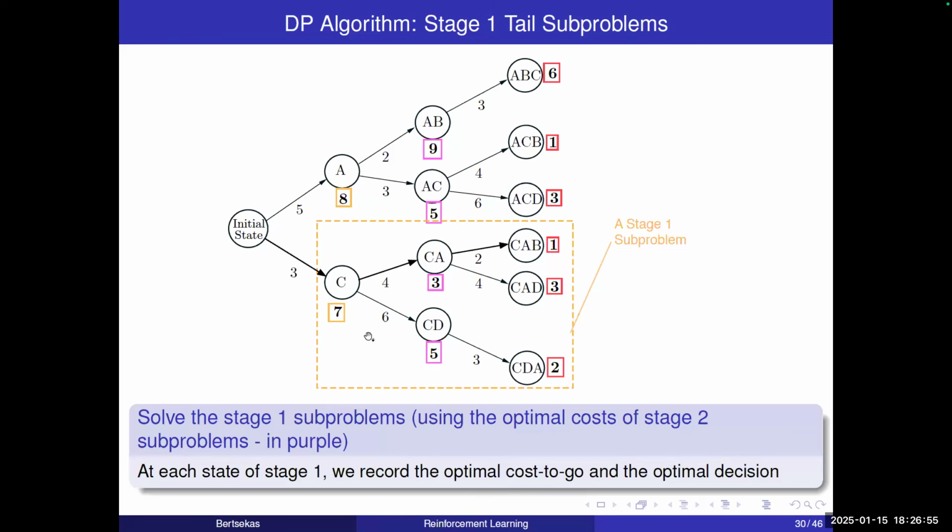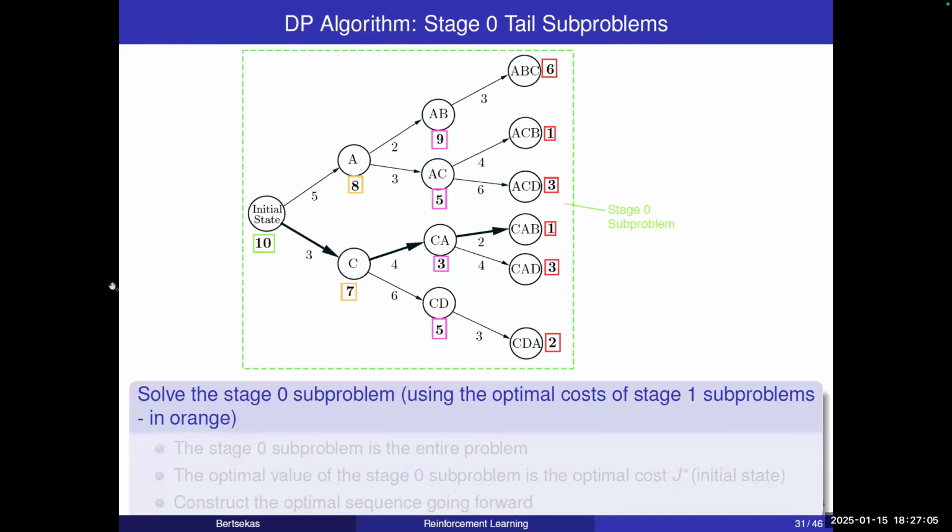Similarly, we need to do a similar calculation for A, and this is the value we obtained. Now, having calculated the optimal cost to go for A and C, we can go back to the initial state, which is the empty schedule. We consider 2 options, C or A. Scheduling A would cost 5, and then the subsequent optimal cost to go is 8, so it's 13, whereas scheduling C costs 3, and the subsequent optimal cost to go is 7. This one is smaller, therefore the value is 10.